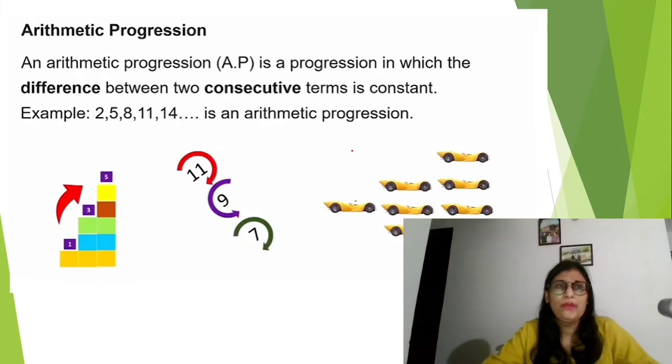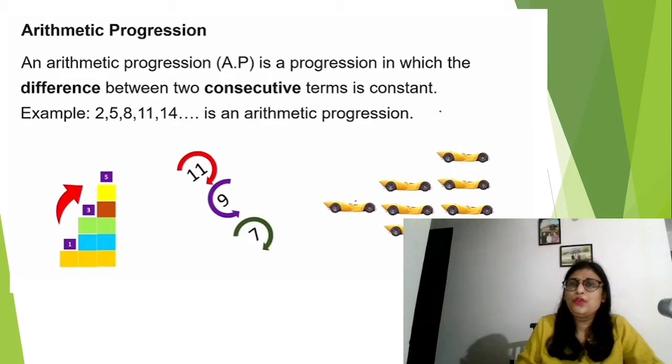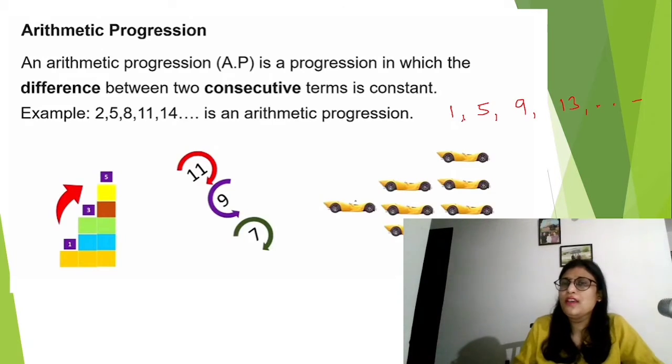Okay, so let's start with our topic, arithmetic progression. I'm going to discuss what arithmetic progression is. Arithmetic progression is a pattern in which there is a common difference between any two consecutive numbers. Suppose I take 1, 5, then 9, then 13. We can see here there is a gap of 4 between numbers, right? Between each number we have a gap of 4.